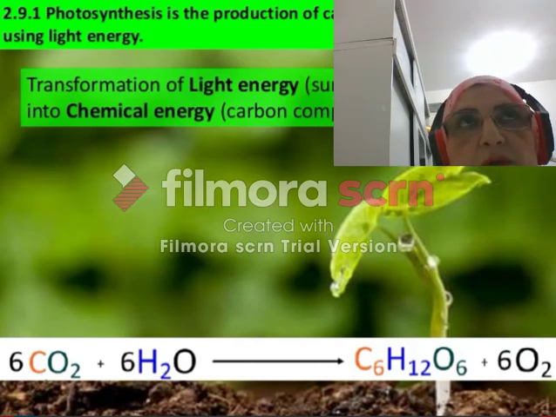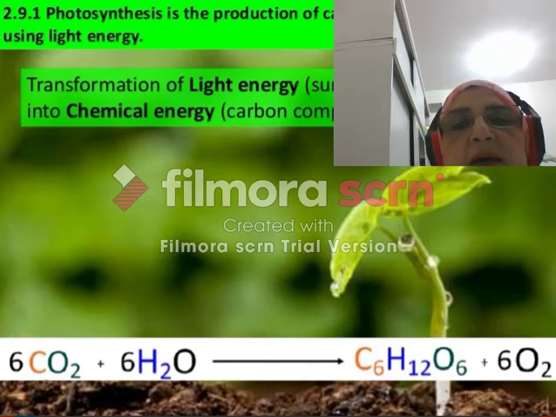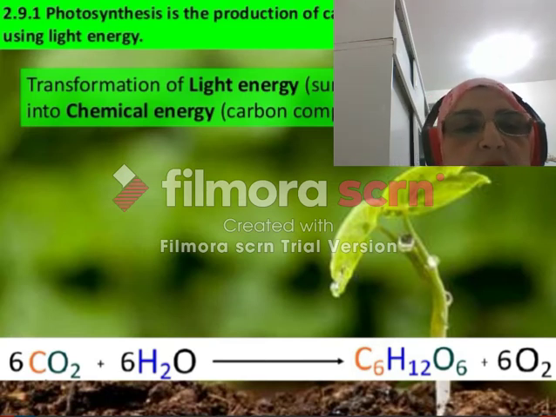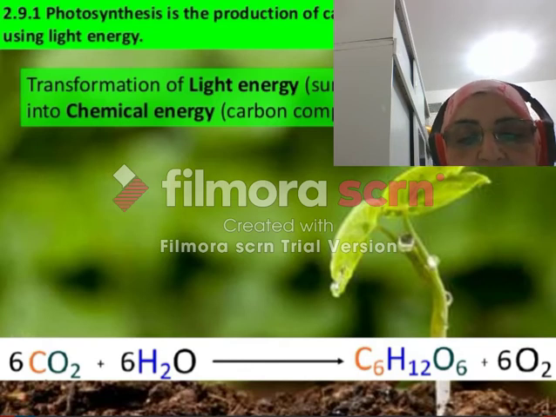Carbon compound includes all forms of high energy foodstuff, including carbohydrates, proteins, fats, amino acids, DNA, and so on. Here, the green plant is going to absorb light energy and transform it into high energy foodstuff that we call chemical potential energy. The simplest molecule produced in photosynthesis is the glucose molecule, but from glucose the green plant can synthesize more complex foodstuff.